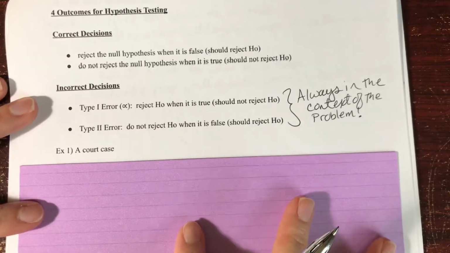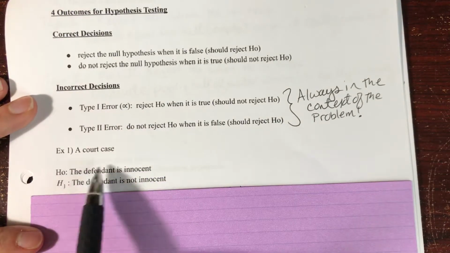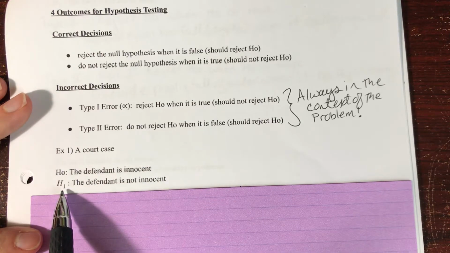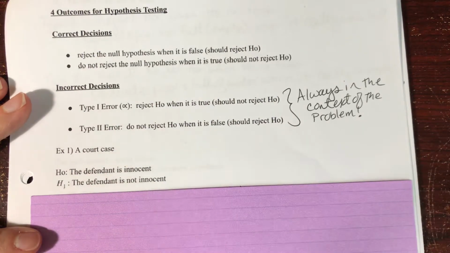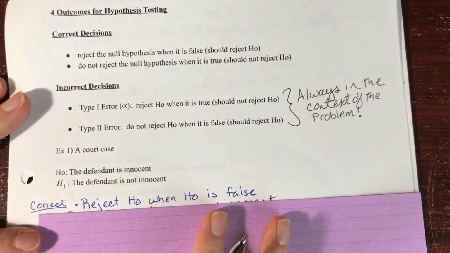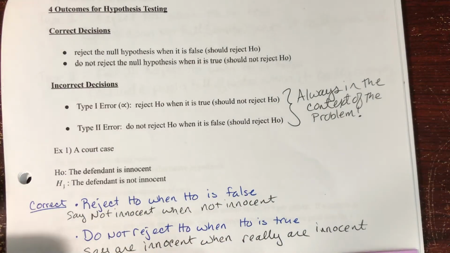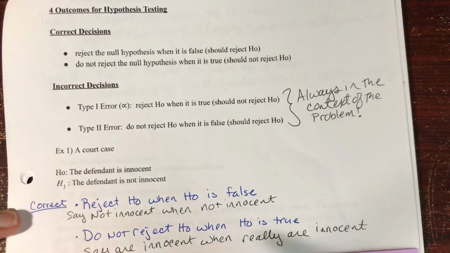So the first is a court case. If I give you that the null hypothesis is that the defendant is innocent, and the alternate hypothesis is that the defendant is not innocent, or guilty, you could think, right? If we want to describe what the errors are, I find that it's helpful for students if we first go through our correct decisions, which you don't have to do normally, but I want to just break them down for you.